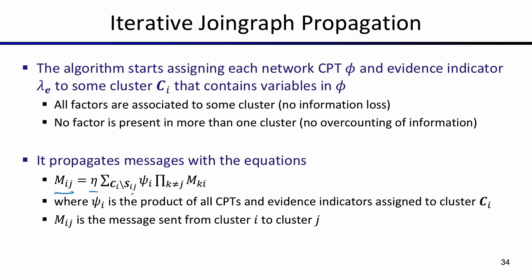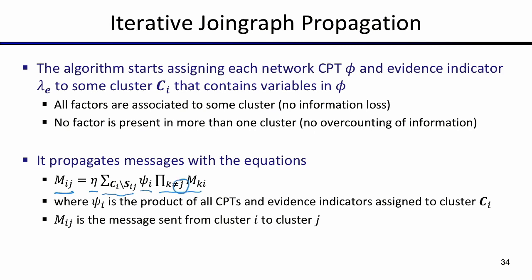We're going to eliminate all the variables that are not present in the separator, and we're going to multiply the factor that is associated to the cluster. This can be a multiplication of one or more factors, and also the evidence indicators that we associated with that cluster, and we take all the messages and multiply them together. But, and that is very important, we do not multiply the message that we received from J when we make a message from I to J. So this message should include everything, but it cannot include the message that came from J.